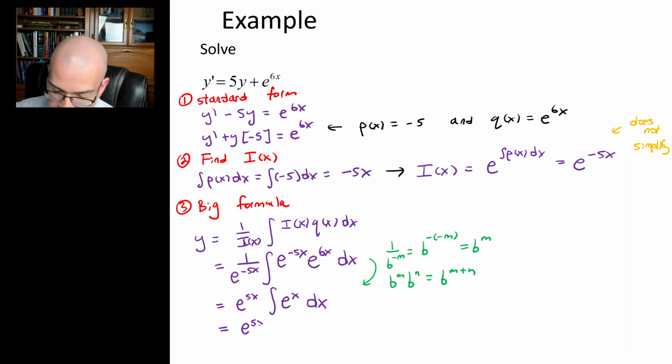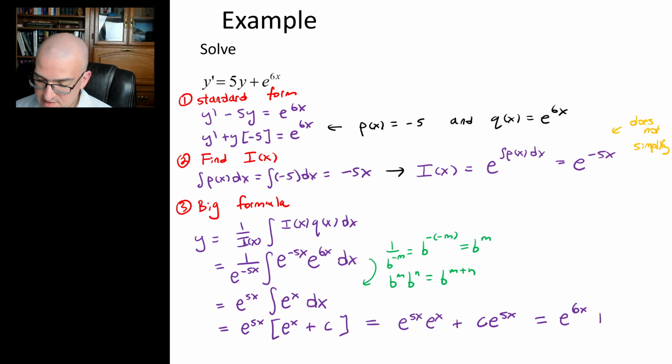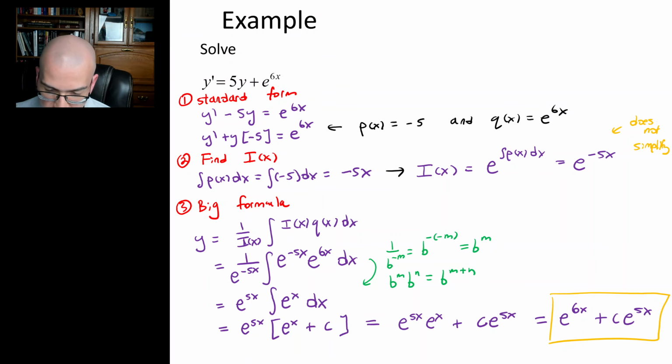The antiderivative of e to the x is e to the x plus c, which we can expand e to the 5x into there. We get e to the 5x times e to the x plus c e to the 5x. We're going to again use an exponent law. We get e to the 6x, since the exponents add, plus c e to the 5x. And that's our solution to the differential equation. And we don't have an initial condition to find c. If we did, this is where we would plug it in.